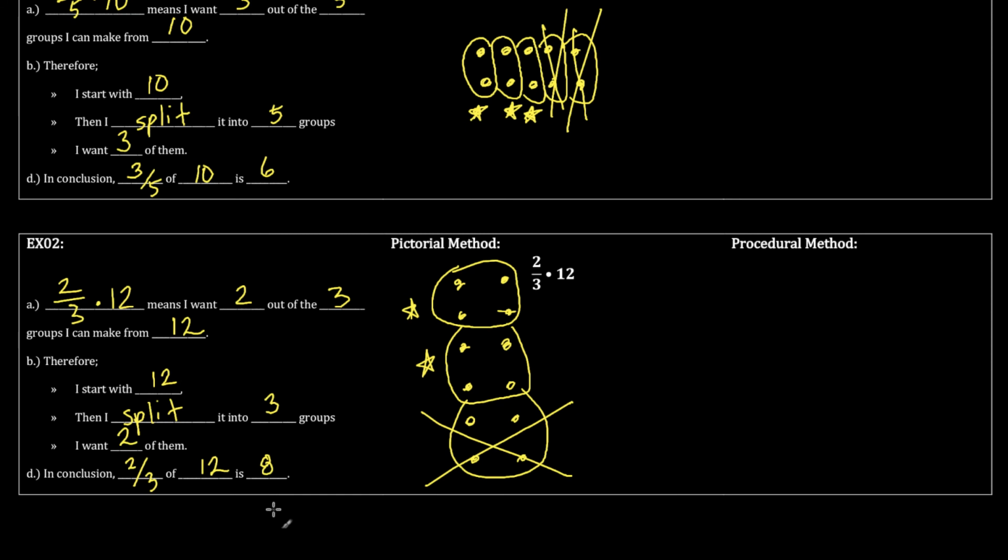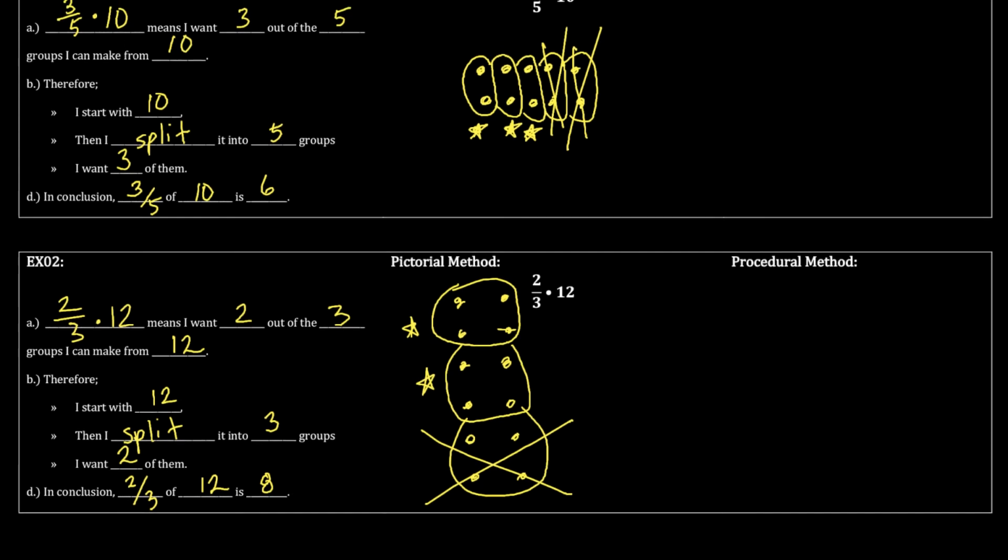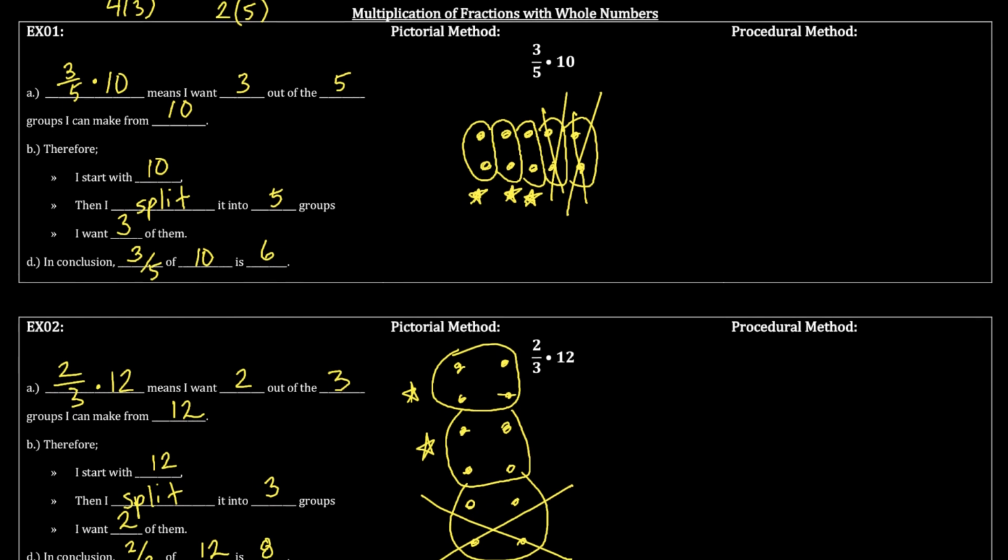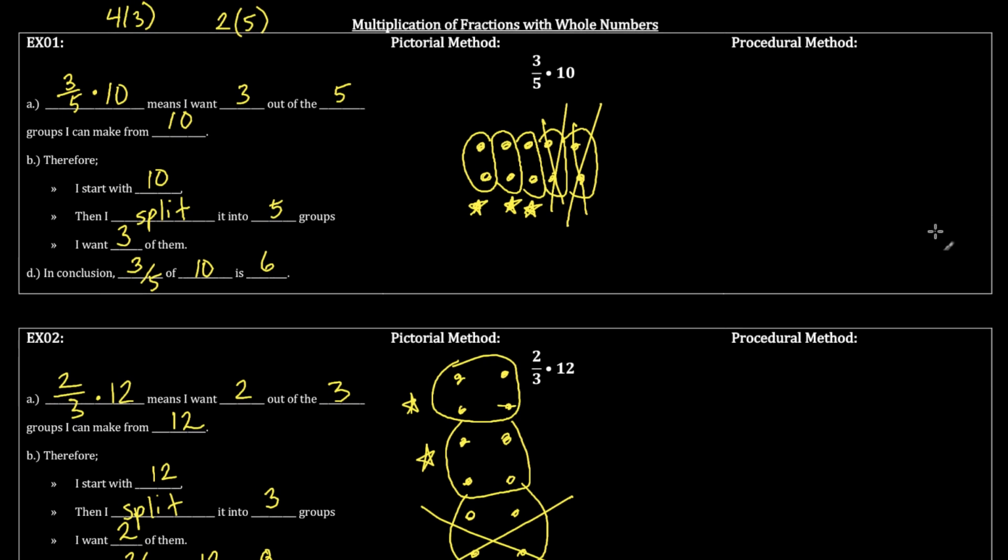That is the pictorial way, the way that you can visualize it. Now I'm going to show you the traditional way, which you may have been taught in elementary school. This way is probably more efficient with time, so I need you to also know how to do this.